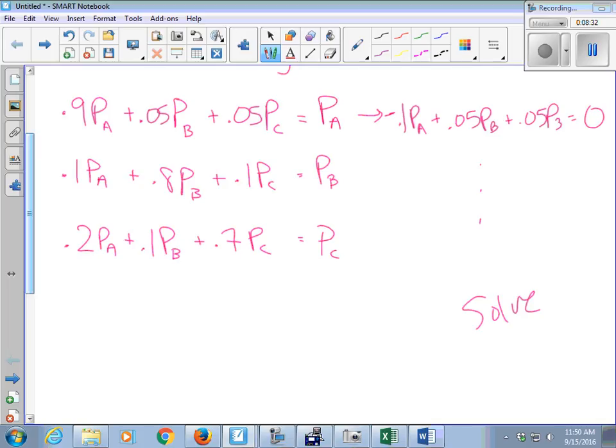Got it now? No. 0.9 minus 1 is negative 0.1. Nope, because they're not like terms. You can't subtract, you're not subtracting from those. P sub A is the only variable.